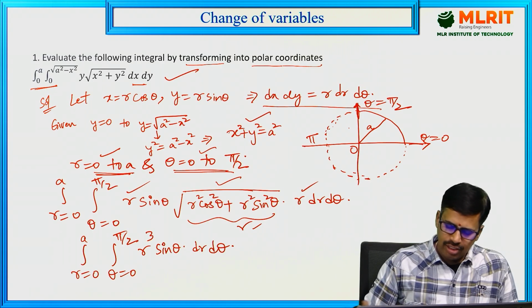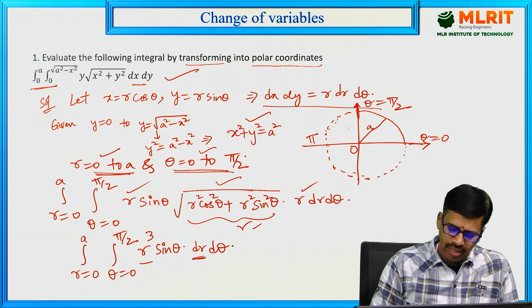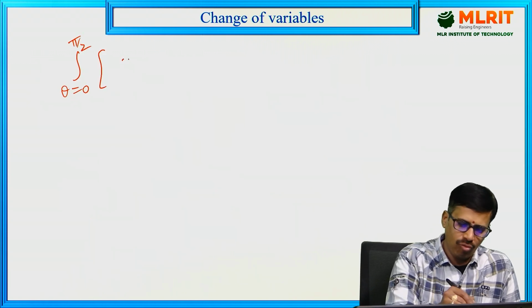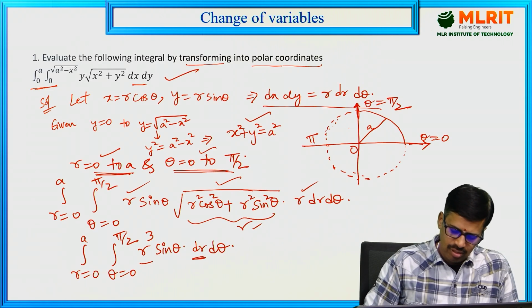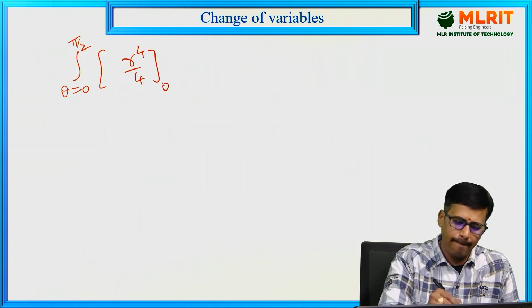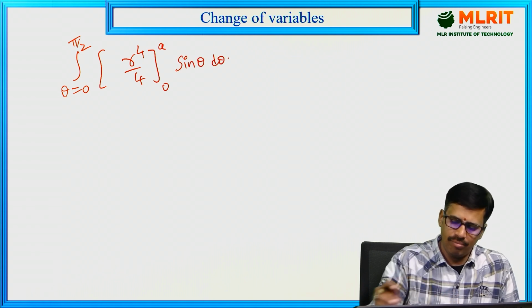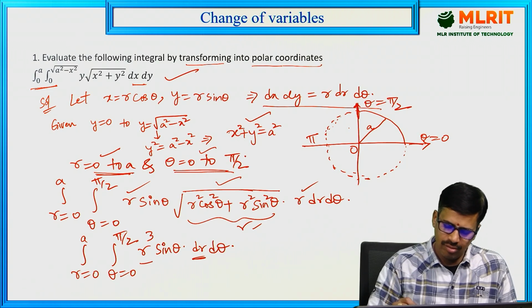What is the integration of r cube dr? That is r power 4 by 4, with limits 0 to a, into sin theta d theta, right?